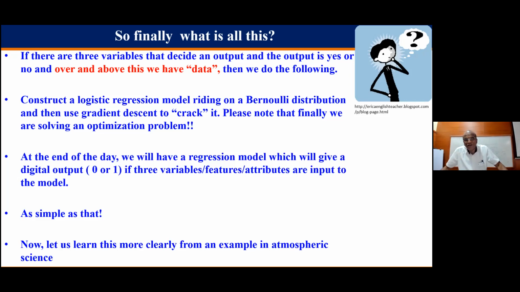Please note that in this case, I solved an optimization problem. My student Suraj will completely solve it as a statistics problem, which is called the Bayesian method, with belief. At the end of the day, we have a regression model which will give a digital output, 0 or 1, if three variables, features or attributes, are input to the model. As simple as that. It can't get any simpler. Now, let us learn this more clearly from an example in atmospheric science.